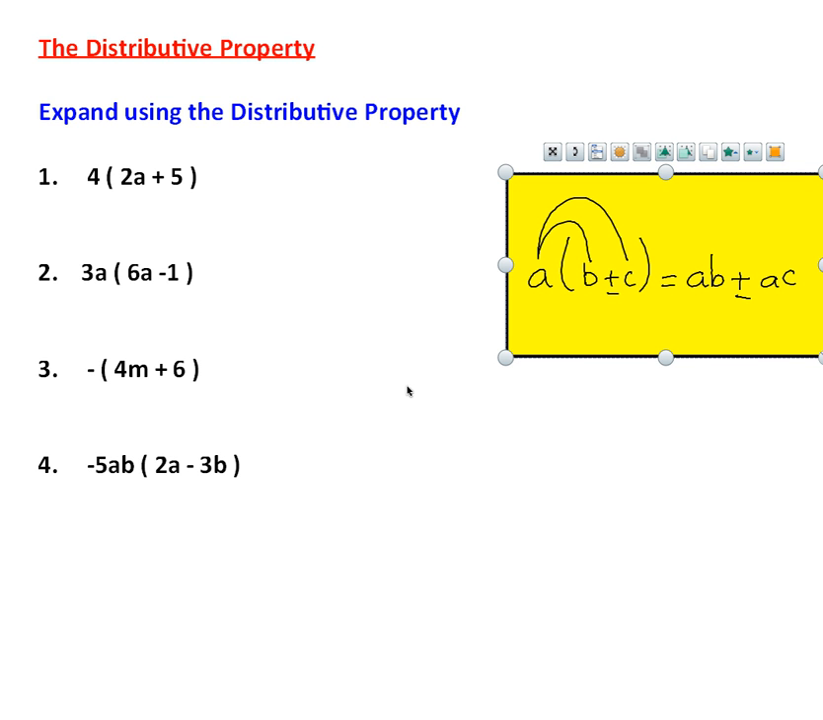Hey guys, you did an awesome job today investigating the distributive property. So we're just going to have a little bit of practice today and see how well we understood these ideas.